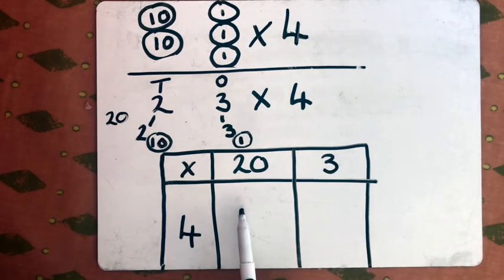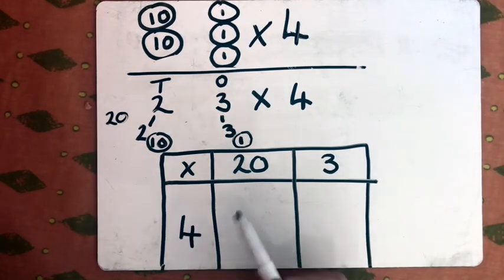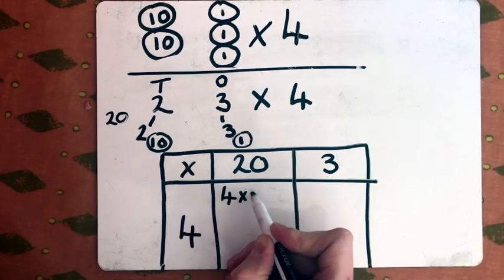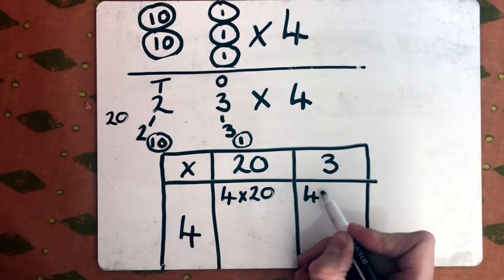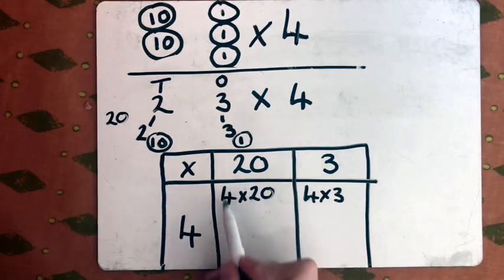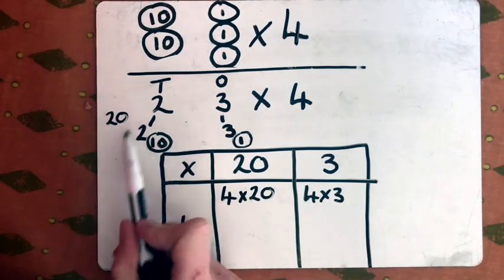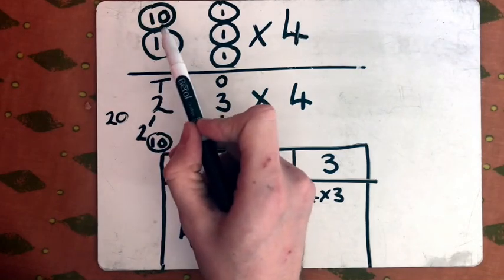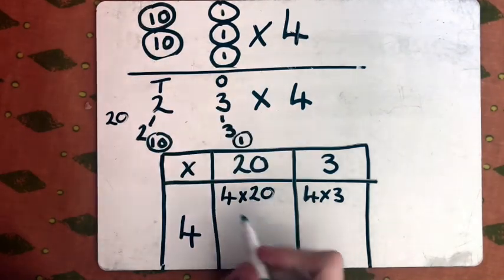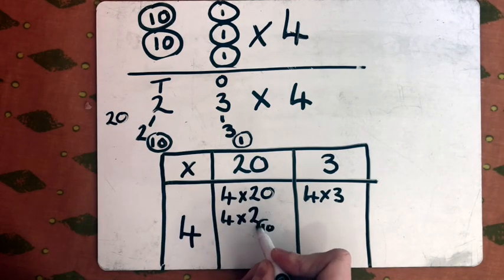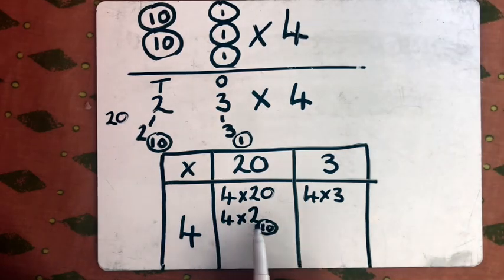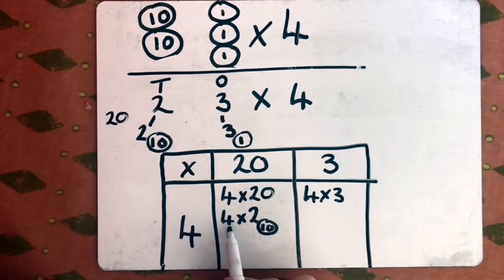Now, working out what goes in my boxes, I've got 4 multiplied by 20, and here I've got 4 multiplied by 3. Looking at 4 times 20, I know it's 4 tens, and the place value counters here help me with that. It's 2 tens, so I can think of that as 4 times 2 tens when I'm solving it. 4 times 2 is a lot easier to think about than 4 times 20, as long as we remember it's 4 times 2 tens. That's the key.